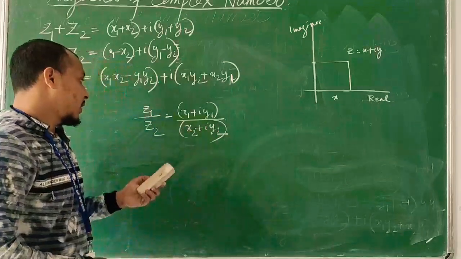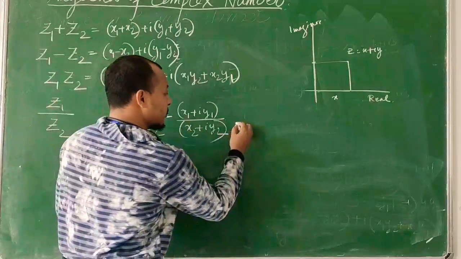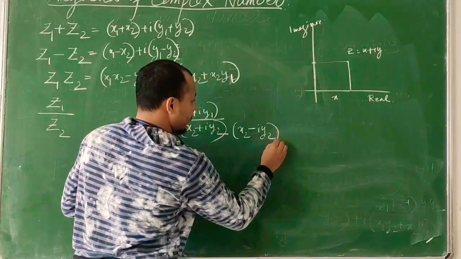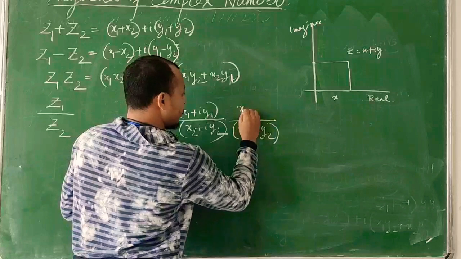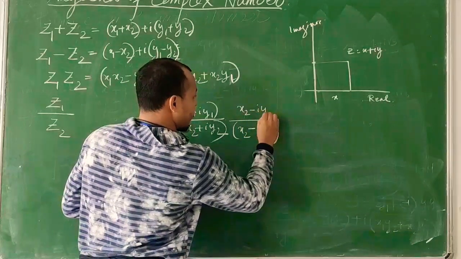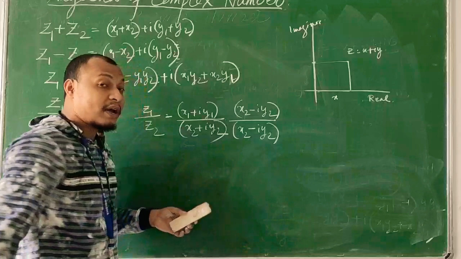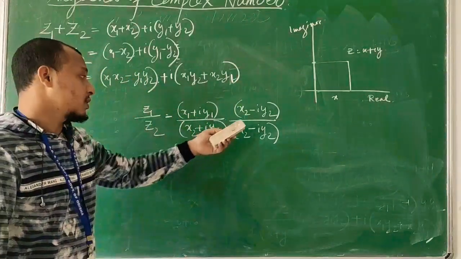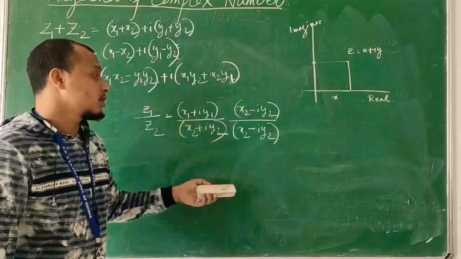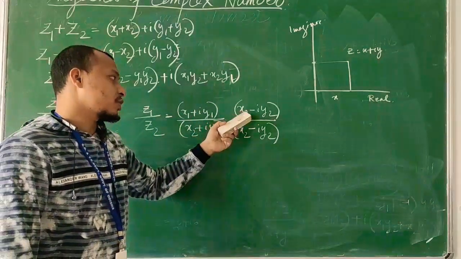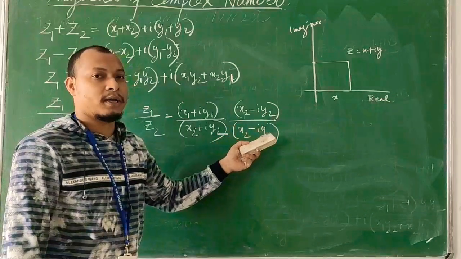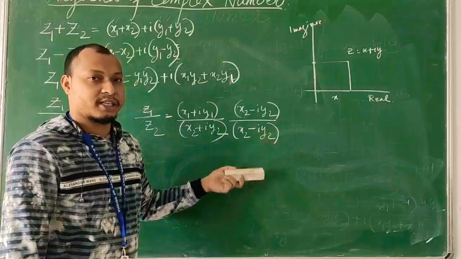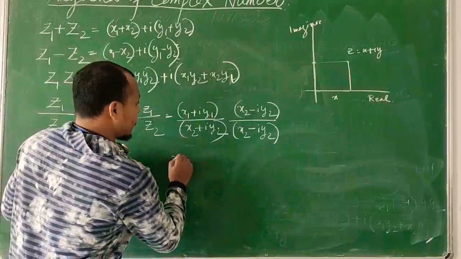Okay. Now if I am going to multiply this term by x2 minus i y2 and divide by x2 minus i y2, without loss of generality, it is the same term as the previous term. We have changed nothing. We have just multiplied x2 minus i y2 in the numerator and the denominator, so nothing changes here.